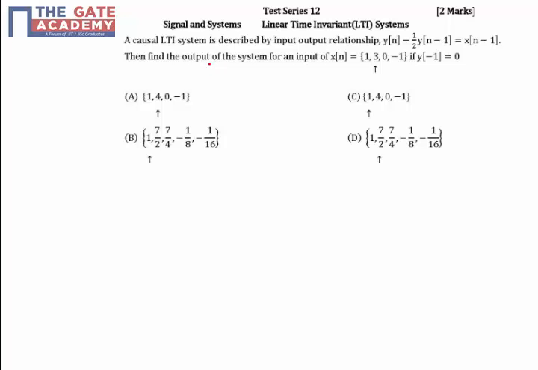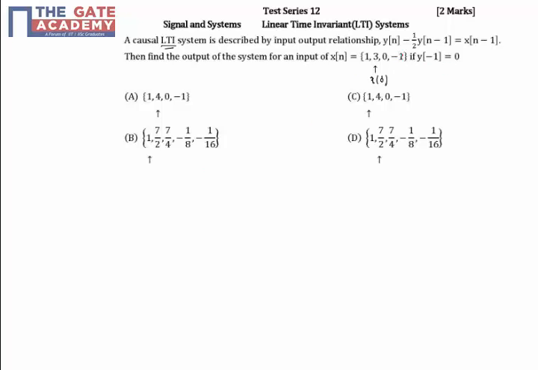So in the given problem, he has given a linear time invariant system which is described by input output relationship in the form of difference equation as y of n minus 1 by 2 into y of n minus 1 equal to x of n minus 1. He is asking what is the output for an input of this particular sequence. So this means it is x of 0. This is x of 0 and this is x of minus 1, this is x of 1, x of 2.